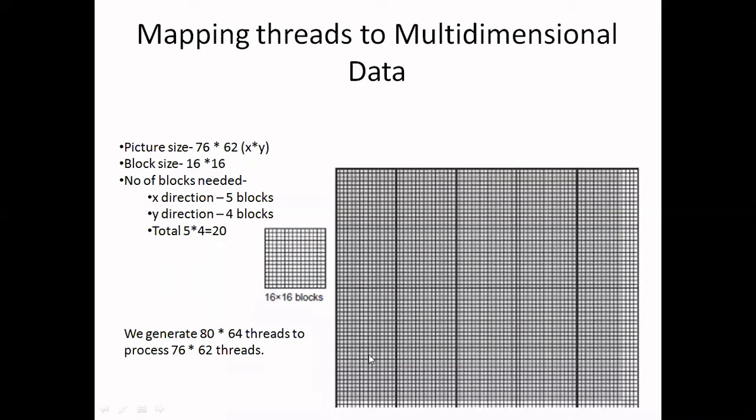So here you are generating 80 into 64 threads, which has some extra threads that will not be used. How will you specify which threads should be used and which threads will not work on data? These are the threads which should be allowed to access the data, and some of the threads should not be allowed to access the data.